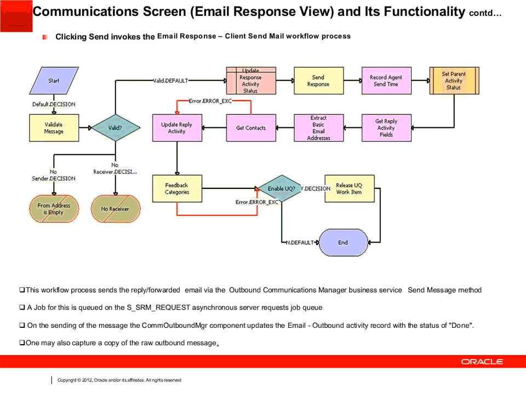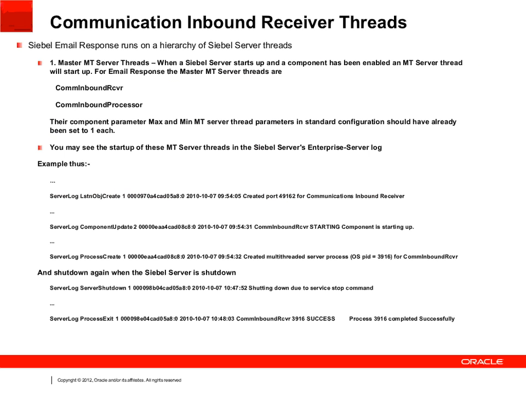This is the workflow which gets triggered when we click the send button on the communication details response page. This workflow process sends the reply forward email via the Communications Outbound Manager Business Service Send Message method. A job for this is queued on the S_SRM request, asynchronous server request job queue. On sending of the message, the com outbound manager component updates the email outbound activity record with the status of done, and one may also capture a copy of the raw outbound message.